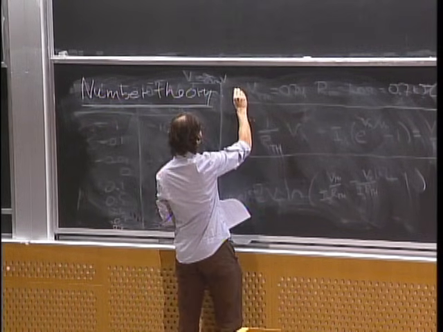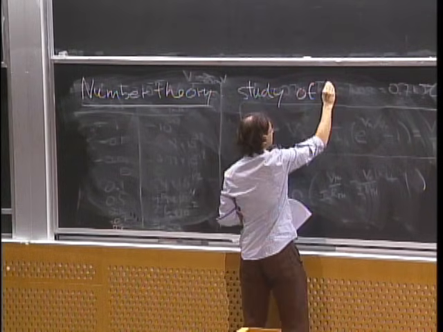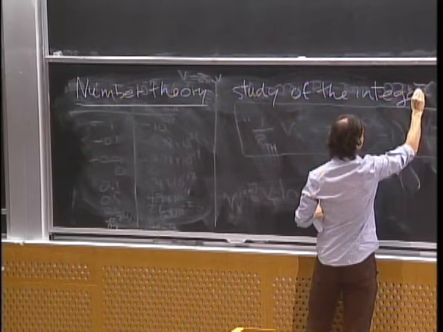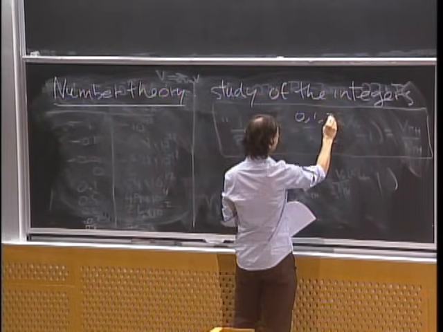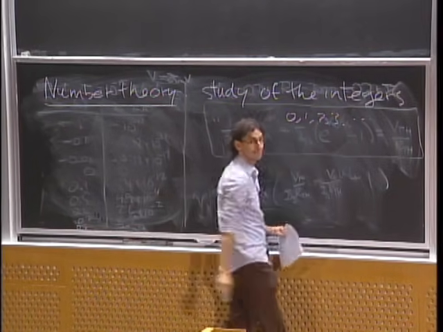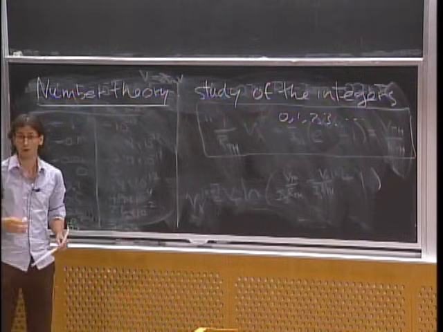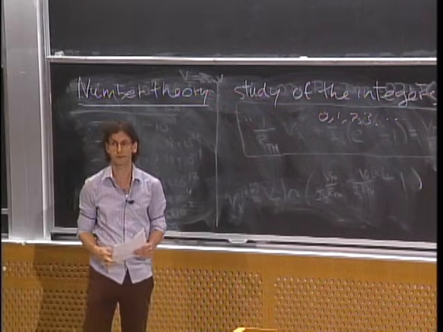So what is number theory? It's the study of the integers. And what are the integers? Well, these are the numbers 0, 1, 2, 3, and so on. There's some more handouts over here. Another handout over there.